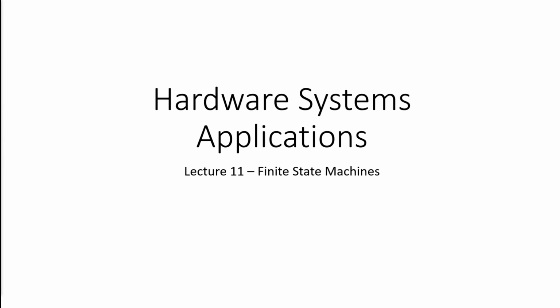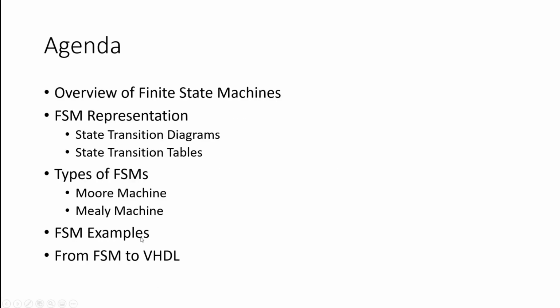Just really quickly, an overview of what we're going to be doing today. We are going to look at exactly what a finite state machine is and the different ways that we can represent a finite state machine. Particularly, we are going to focus on state transition diagrams. And we are going to look at two different types of finite state machines. These are the Moore machine and the Mealy machine. Then we are going to look at some examples with particular attention being paid to sequence detectors.